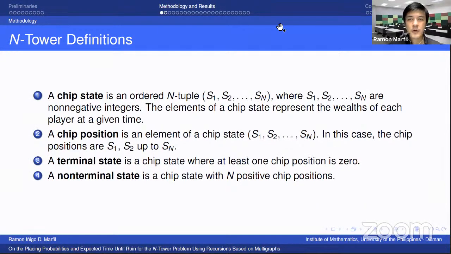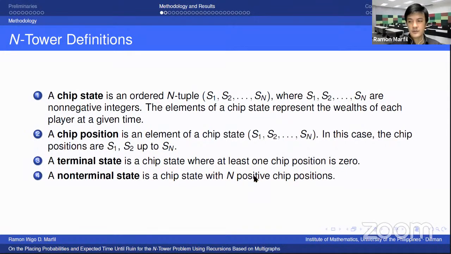Now, for the n-tower problem, we also have the following definitions. First, a chip state is an ordered n-tuple S_1 up to S_n, where S_1 up to S_n are non-negative integers. So the elements of a chip state represent the wealths of each player at a given time. Okay? So what's an example of that?